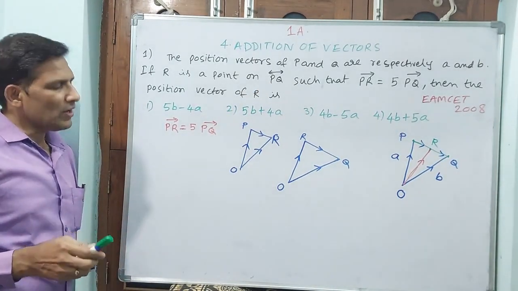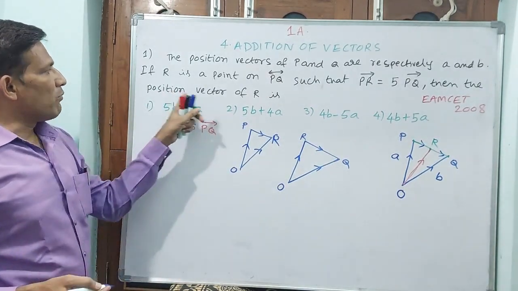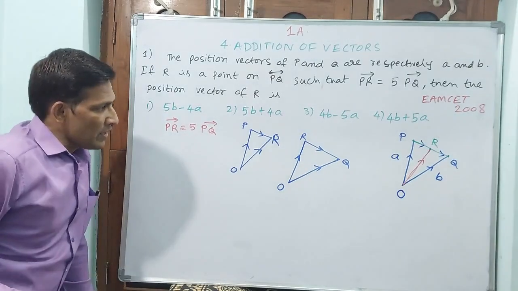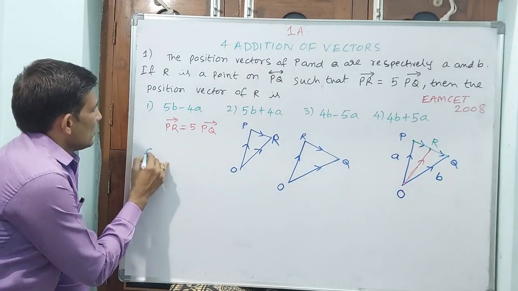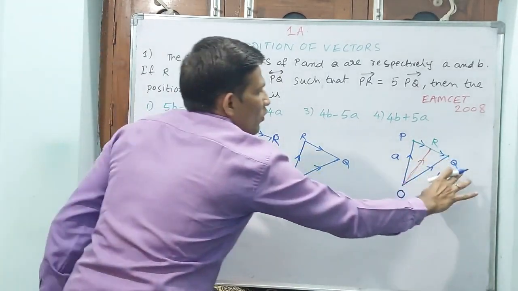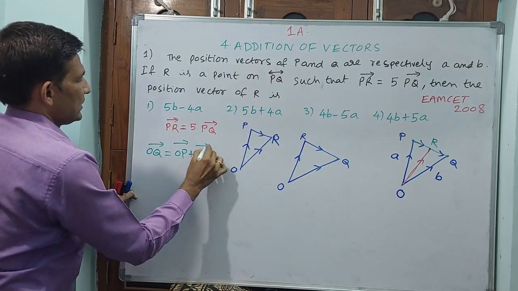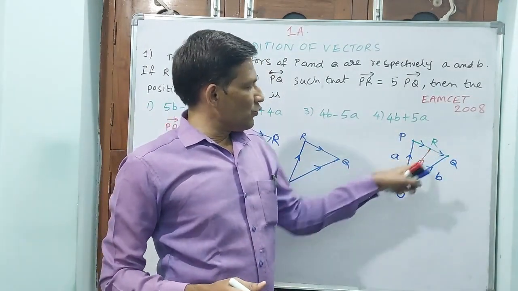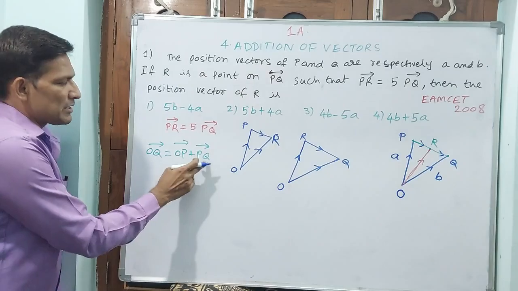Okay, now come back again. See how we have to write. They are asking for the position vector of R, which means OR. Now you see how I am writing this. Observe carefully. OQ is equal to OP plus PQ. Is it okay? You see the direction: O to P, P to Q, O to Q. That is why OP plus PQ is equal to OQ.